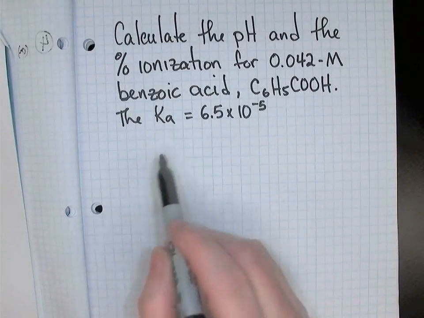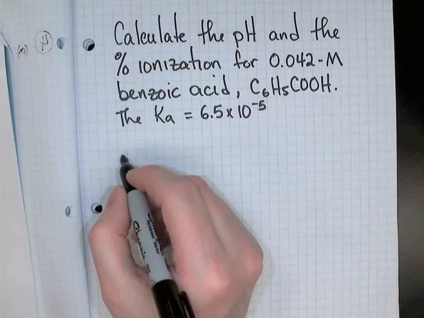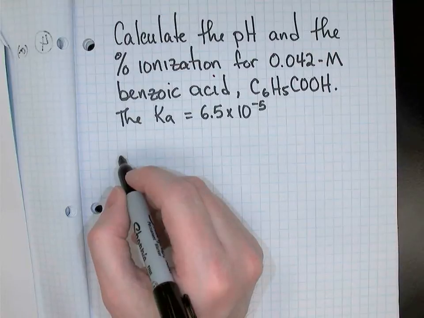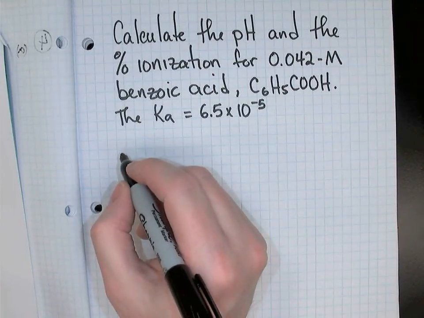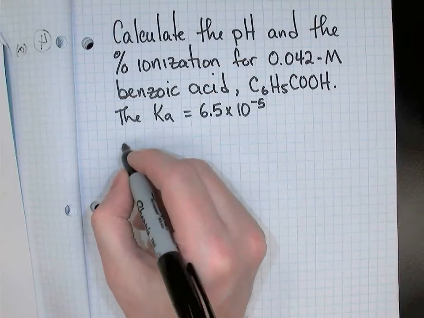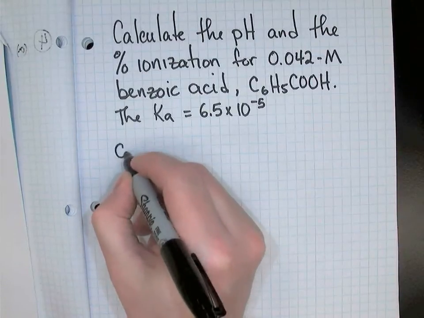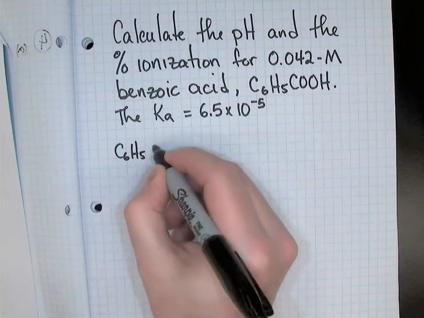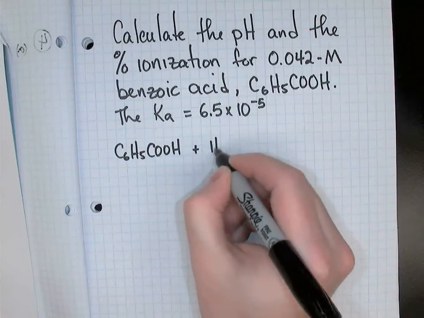So the first thing we're going to do is realize that we're dealing with an acid, and so we're going to write a balanced equation for an acid reacting with water. As we write the equation, keep in mind the Bronsted-Lowry definitions of acid and base. So the acid here is benzoic acid, and it's got this long formula, C6H5COOH. It reacts with water.